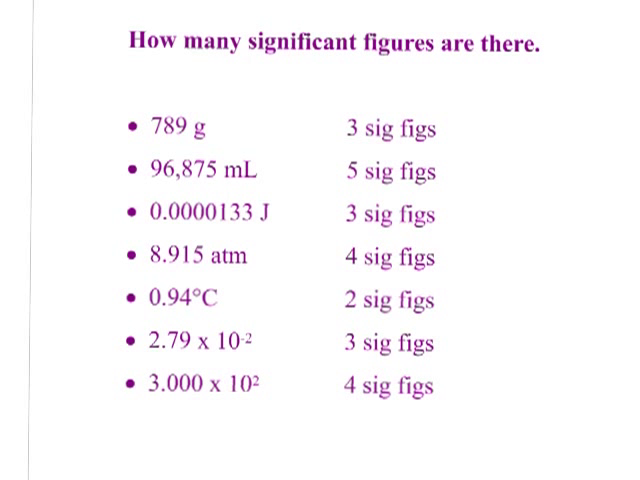Here, I wrote a number in scientific notation for you, and in this case, we just look at the digits right here. We have 1, 2, 3 significant figures. They're all non-zero digits. And here, we have trailing zeros and a decimal point. So we will count those zeros because they are trailing after the decimal point. That gives us 4 significant figures.